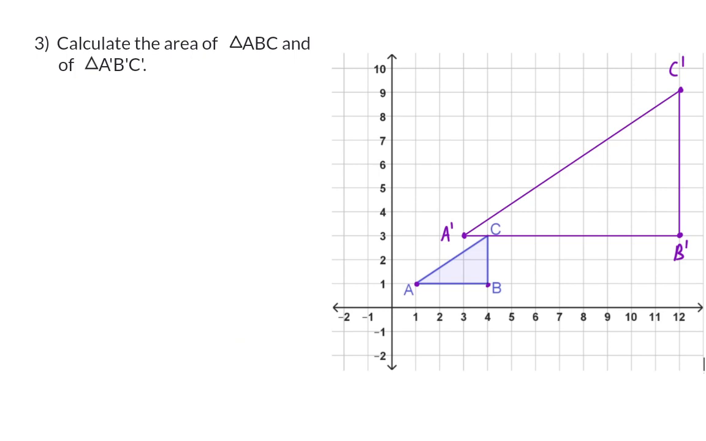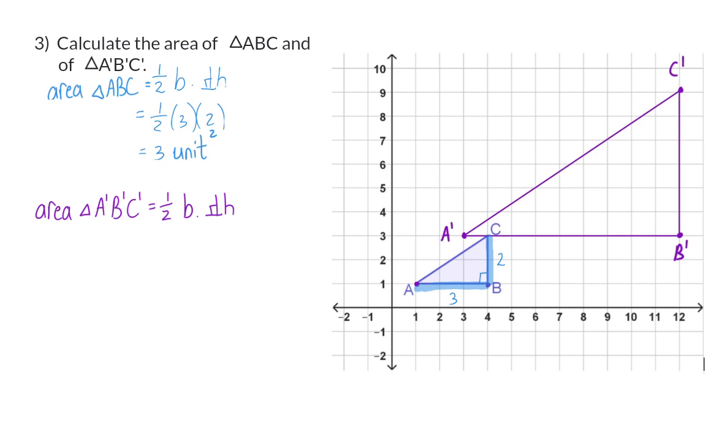Question 3. Calculate the area of triangle ABC and of triangle ABC prime. If we start with the smaller blue triangle ABC, we know that the area of a triangle is a half times base times perpendicular height. The base of the blue triangle is from A to B, and that is 3 units. Then we have a perpendicular height from B to C, and that is 2. That means the area is a half times 3 times 2, which will give us 3 units squared.